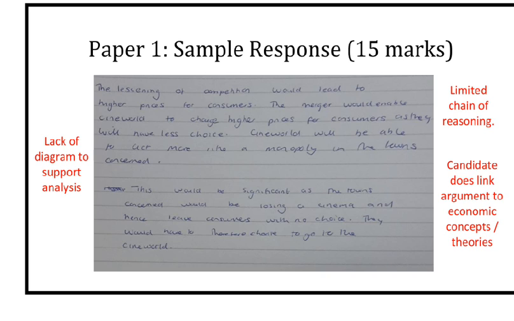So for example, the candidate says the merger would enable Cineworld to charge higher prices for consumers as they will have less choice. Cineworld will be able to act more like a monopoly in the towns concerned, taken from the question. The candidate does not develop this overall or develop how the monopoly will work, what it will mean with respect to price, what it will mean with respect to output, what it will mean with respect to consumer welfare.